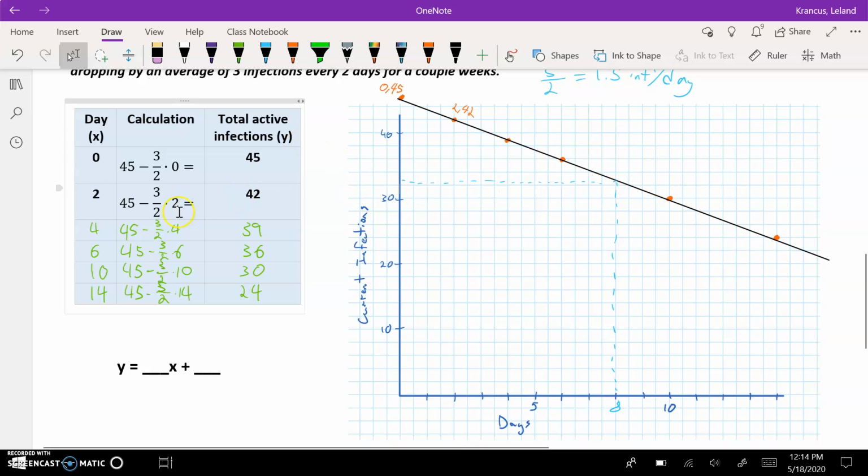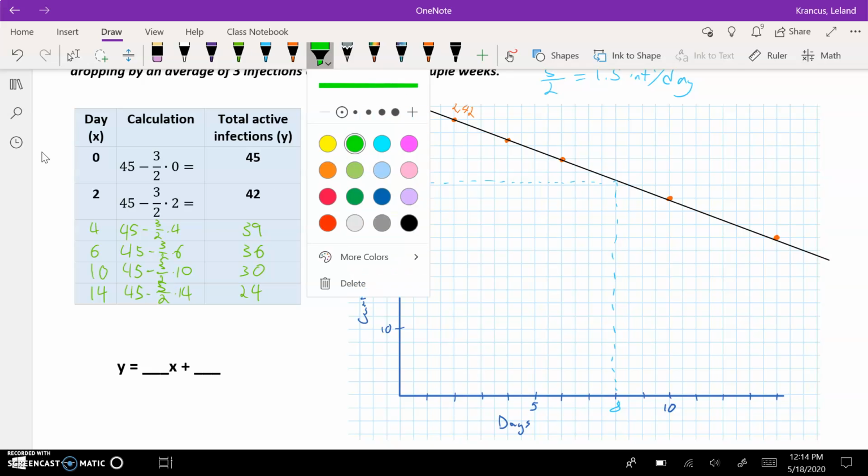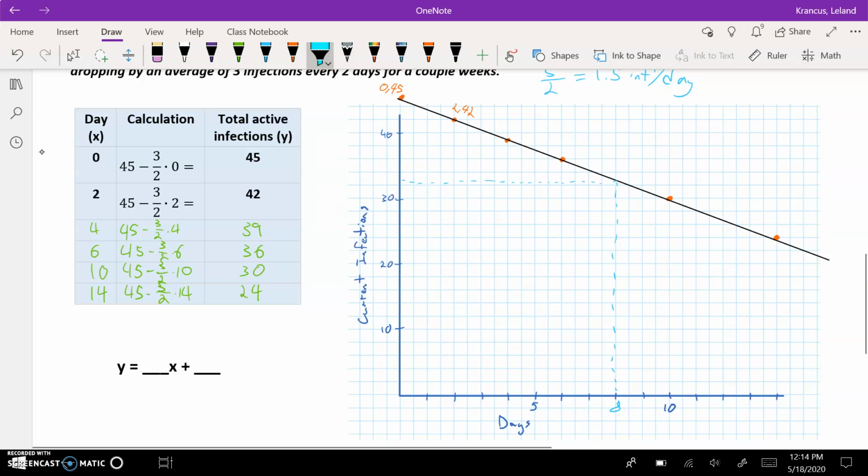And so we want to do the same thing and use that data table pattern and graph in order to write our equation. So just like the one before, I can find my y-intercept from the value of y when x is 0. So on day 0, total of active infections is 45. So that's my y-intercept. That shows up on my graph way up here, where the line hits the y-axis.